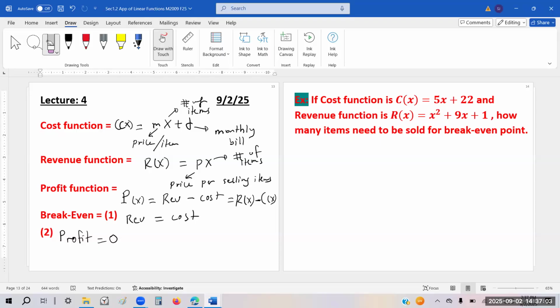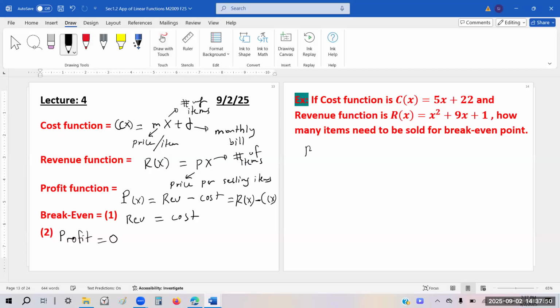Now, since we refreshed our memory, let's do an example. We know the cost function, and we know the revenue function they gave us. They are asking how many items we need to sell to have a break-even point. It's basically asking us to solve for X from the two equations. Which method are we going to use for break-even, the first one or the second one? We have two methods to find break-even, right? One is revenue equals cost, and the other is profit equals zero. Which one is easier for this question? The first one, because we know revenue and we know cost, so we can easily figure out break-even.